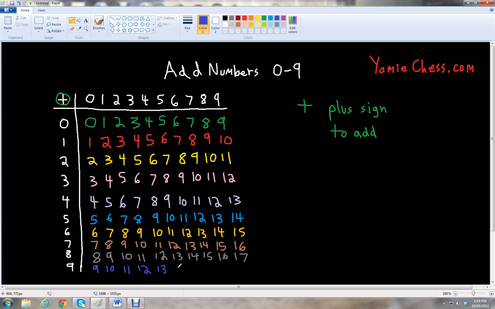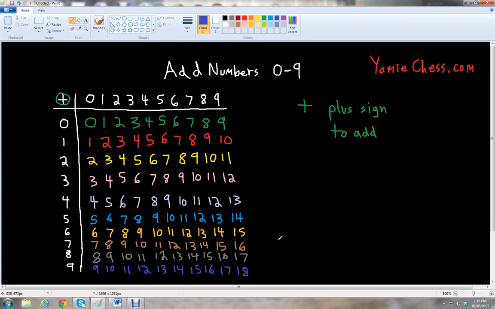9 plus 5 is 14. 9 plus 6 is 15. 9 plus 7 is 16. 9 plus 8 is 17. And then 9 plus 9 is 18. So those are all the numbers that we're going to add from 0 through 9 to give you practice.